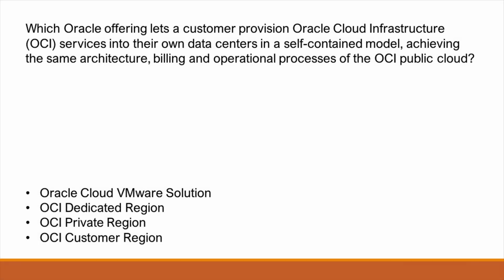Let's talk about this question. Which Oracle offering lets a customer provision Oracle Cloud Infrastructure (OCI) services into their own data centers in a self-contained model, achieving the same architecture, billing, and operational processes of the OCI public cloud? Options we have for this question are, Oracle Cloud VMware Solution, OCI Dedicated Region, OCI Private Region, OCI Customer Region. Correct answer for this question is option 2, OCI Dedicated Region, because it is the only feature through which we can have the same capability as OCI in our own data centers.